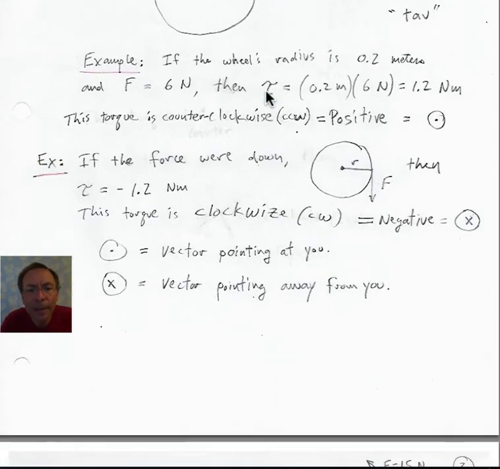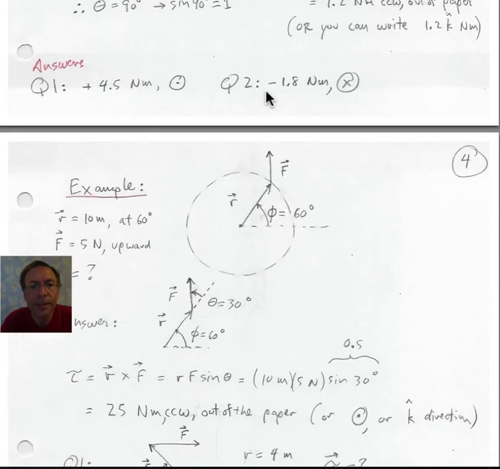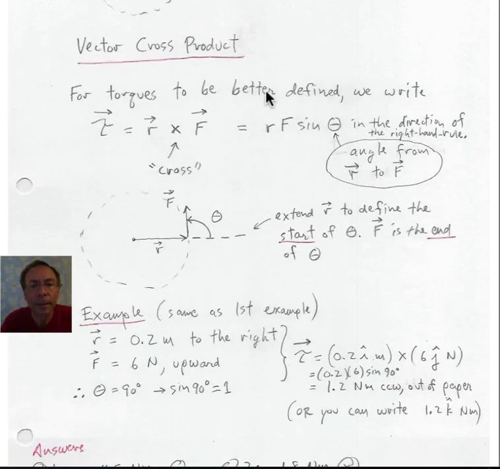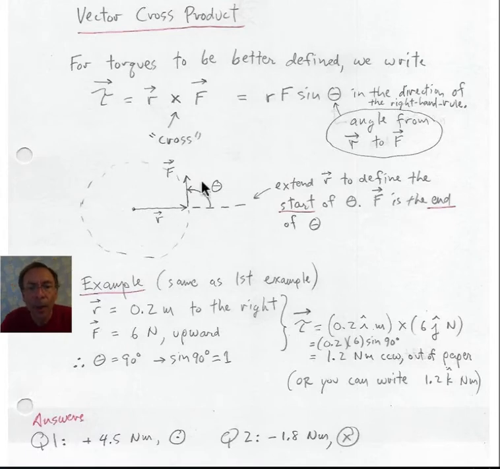So let's go back down and look at the example. Here it is. R is 0.2 meters. The force was 6 newtons. The angle was 90 degrees, and the sine of 90 degrees is 1. So we know that it's going to be 1.2 newton meters, and the vector will be coming out of the paper.